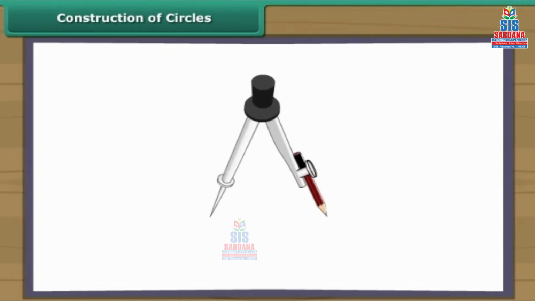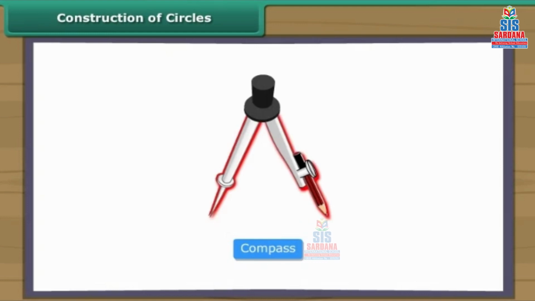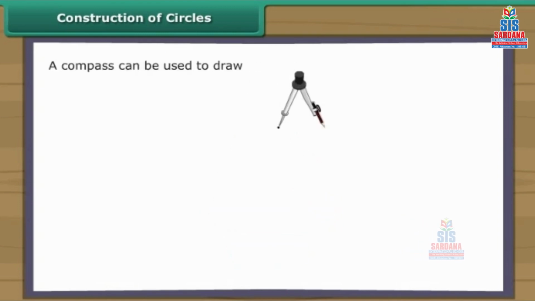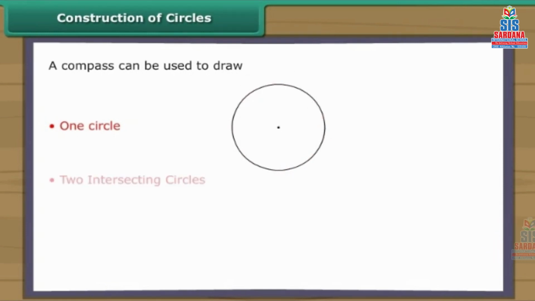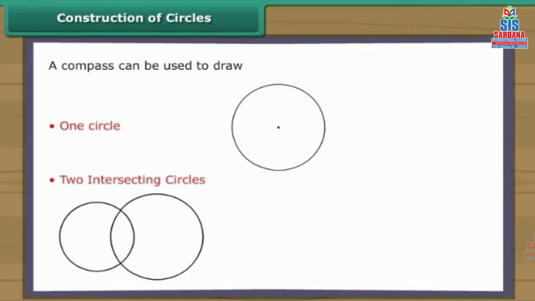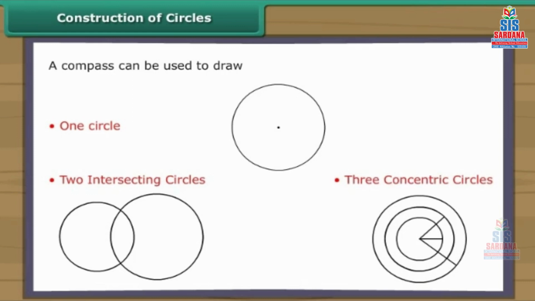We draw circles with the help of a compass. Compass is an instrument with two arms. While one arm remains fixed, the other arm with the pencil moves freely. Let us use a compass to draw one circle, two intersecting circles, three concentric circles. One circle. Let us draw a circle with 3 centimeters radius.